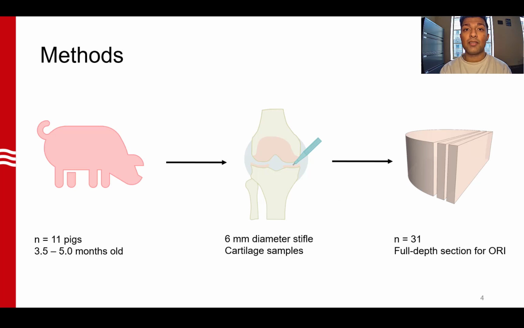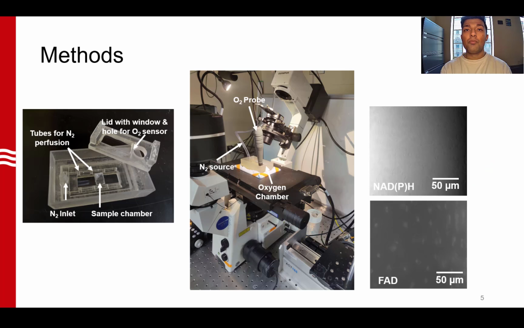Methods. We had 11 pigs aged 3.5 to 5 months old. We took out 6 mm plugs using a biopsy punch and bisected each of those plugs. Two thin slices from each plug were taken for ORI.